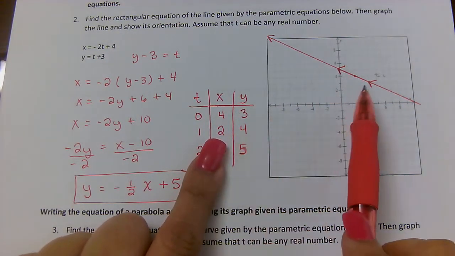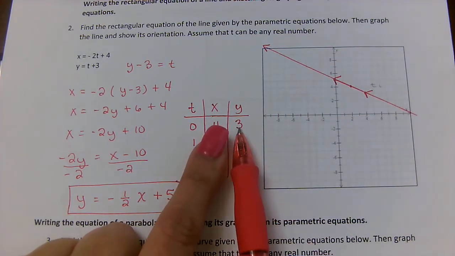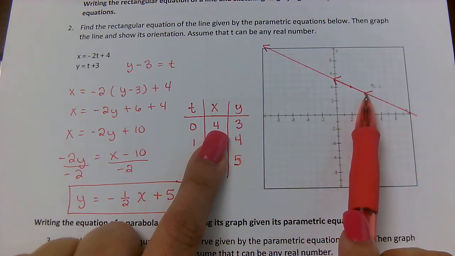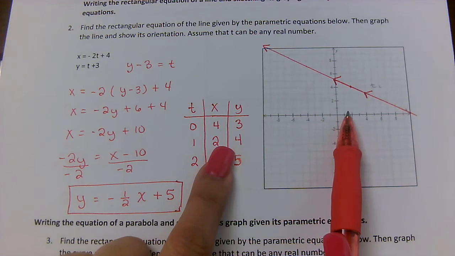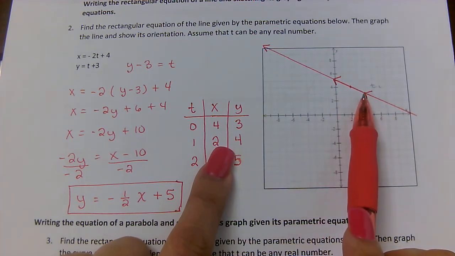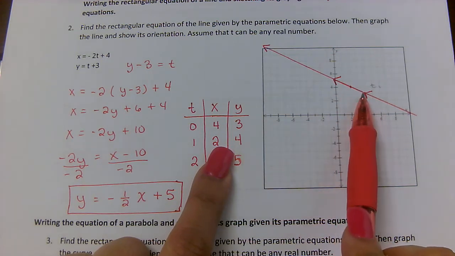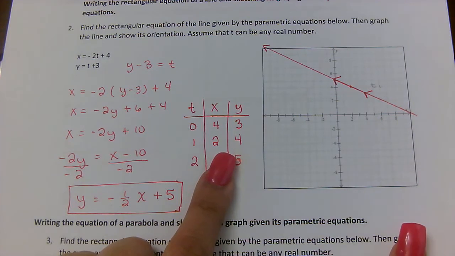This table helps me determine our direction, our orientation. So I'm going to go ahead and plot 4, 3, which is right here. And then I'm going 2, 4. So this is my T1, and this is my T2. Notice that it's going in an upward direction. So that will indicate my orientation.